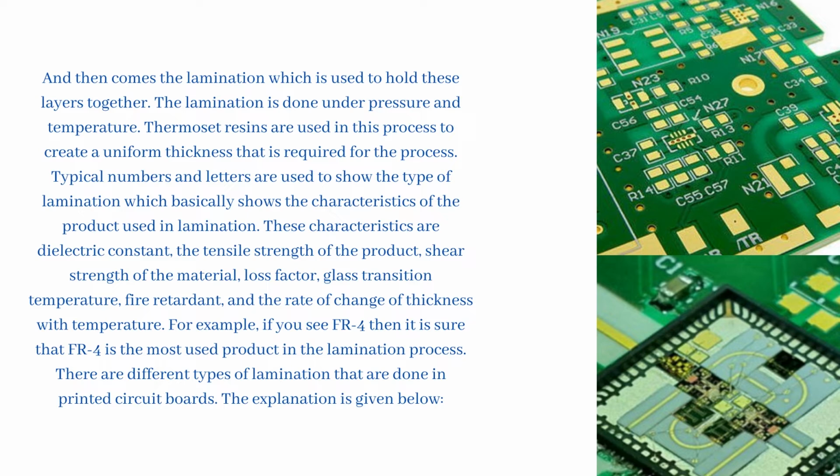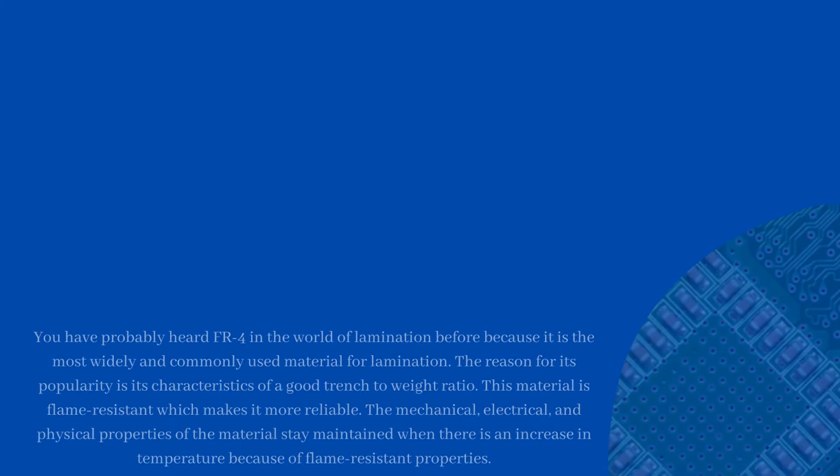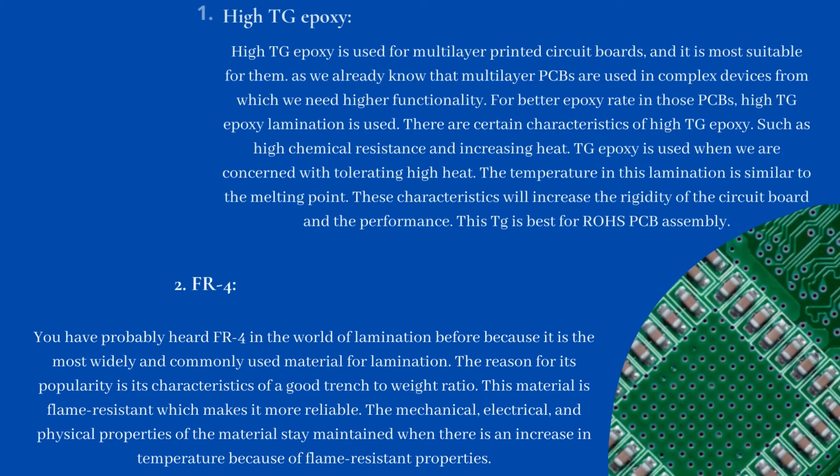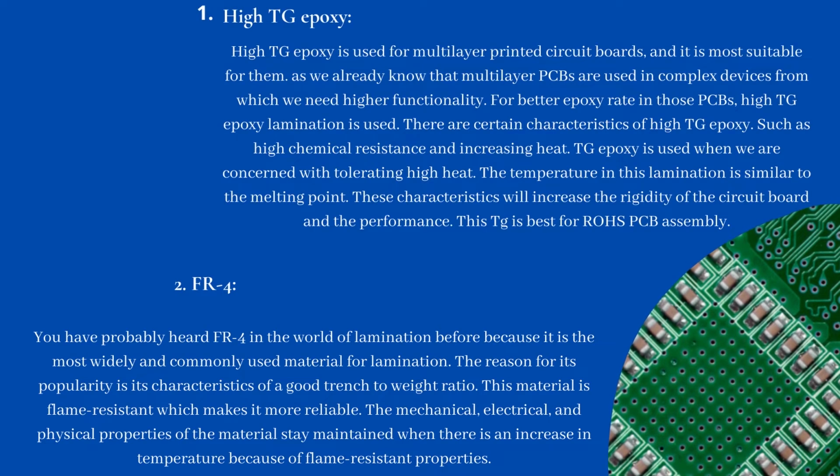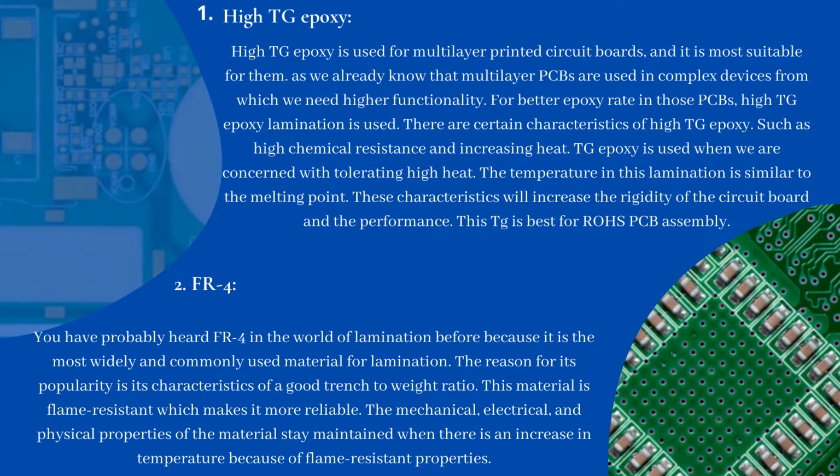For example, if you see FR4, then it is sure that FR4 is the most used product in the lamination process. There are different types of lamination that are done in printed circuit boards. The explanation is given below. High TG epoxy. High TG epoxy is used for multilayer printed circuit boards, and it is most suitable for them.